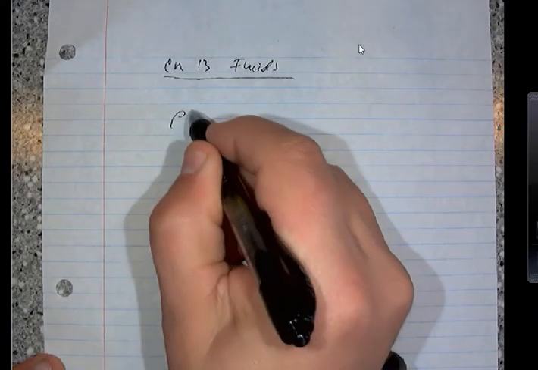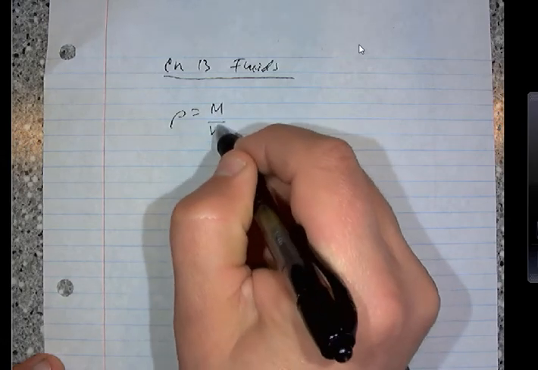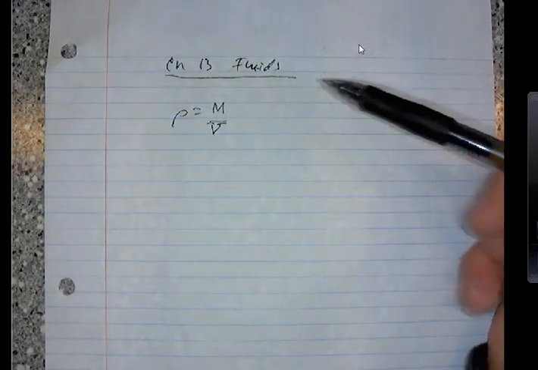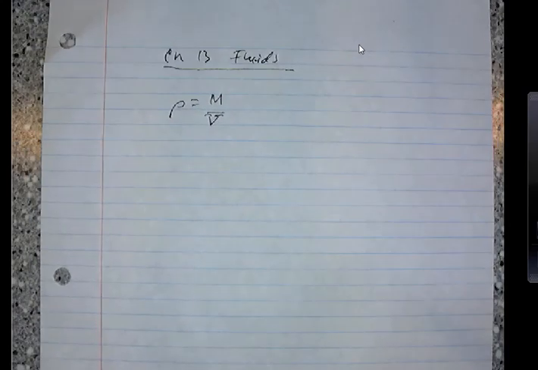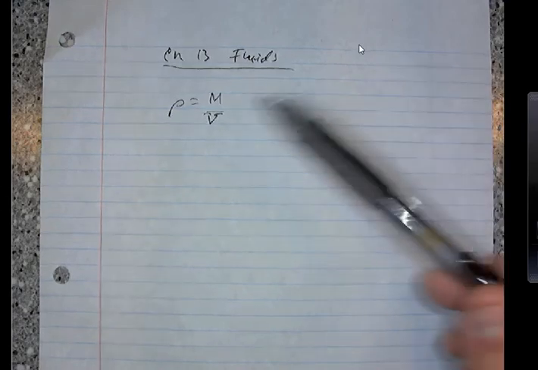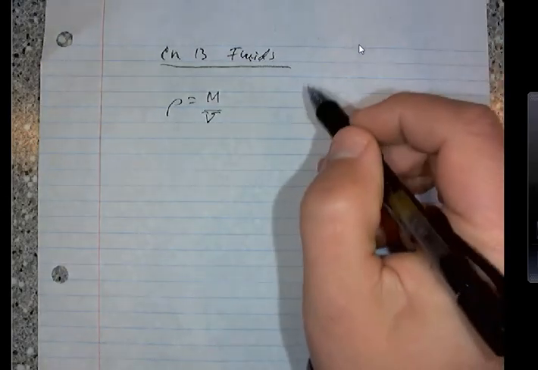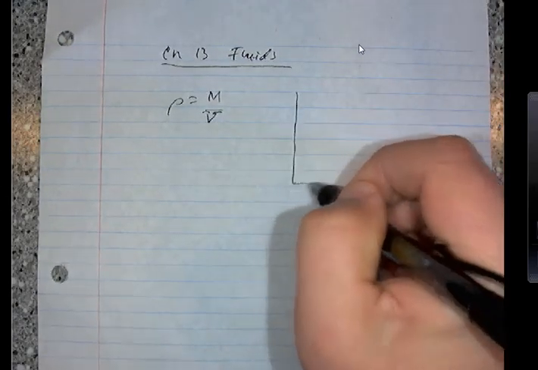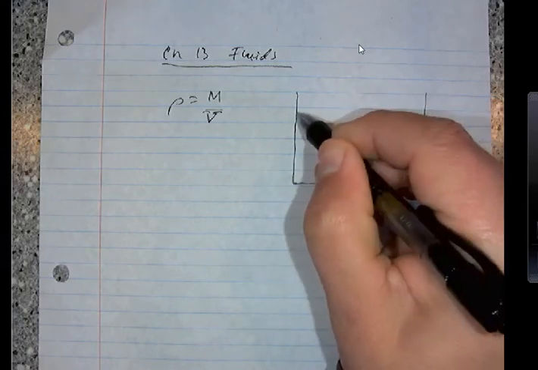All right, and also for the third test, the final thing we did was fluids, the static fluids problem. Density, mass divided by volume. So you probably have seen that since like 3rd grade or something like that. The problem on the actual test was the mass of air in the room, something like that. So be familiar with that idea. We also did pressure at depth. This was also on the 3rd test.